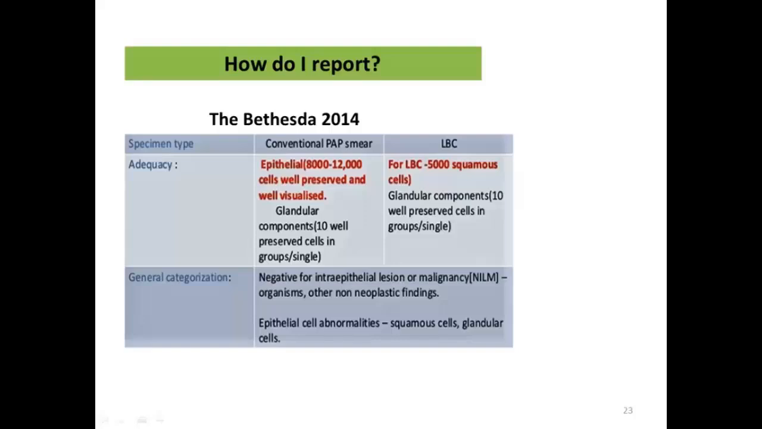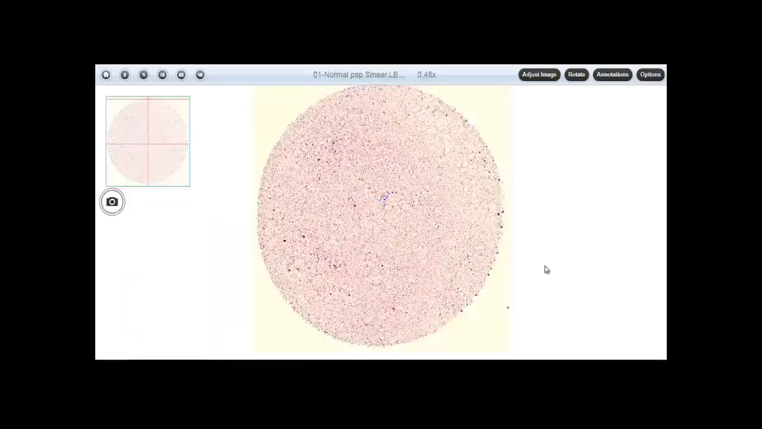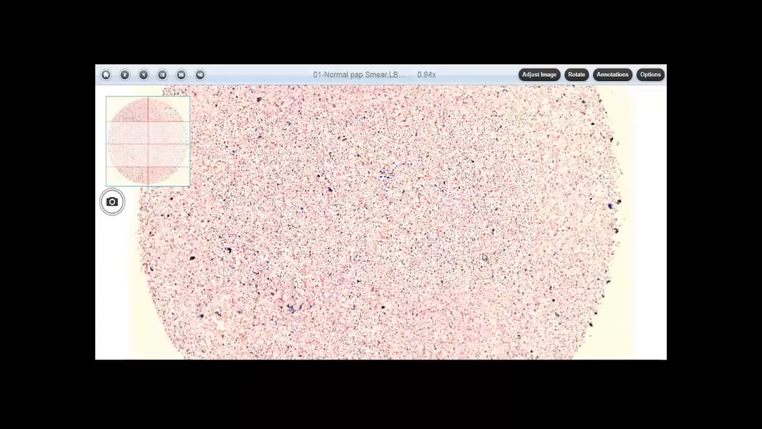It is not expected for the cytopathologist to sit and count these cells. The Bethesda manual provides some reference images showing how the slide will look with how many cells. So once we get the visual impression of those images, we can easily assess whether the slide is adequate or not. So here you will see how a normal Pap smear prepared by liquid base looks like. It's the virtual slide.